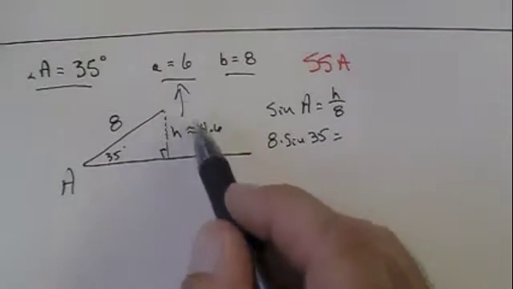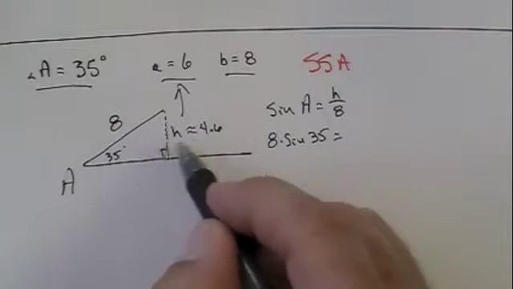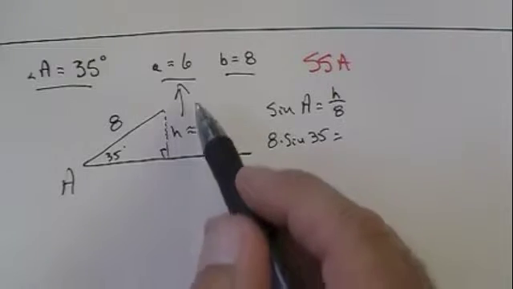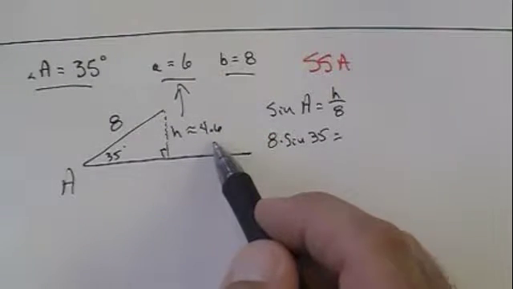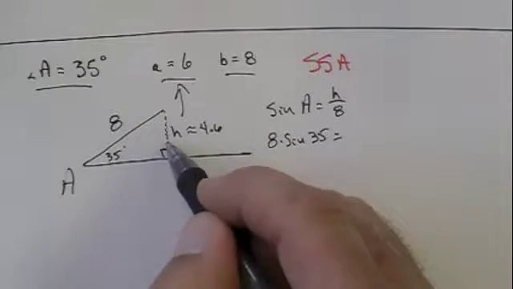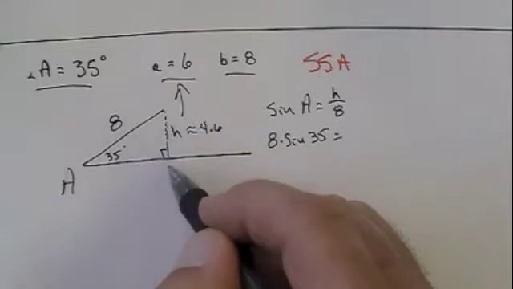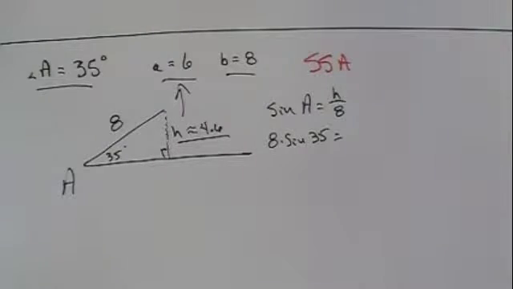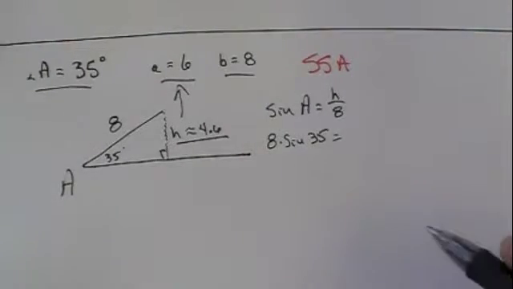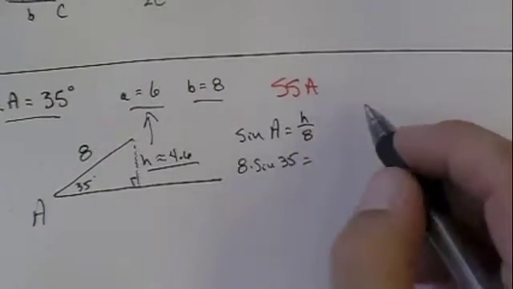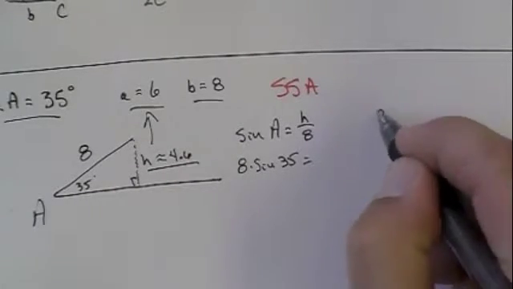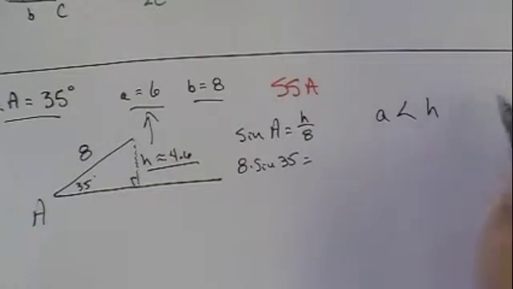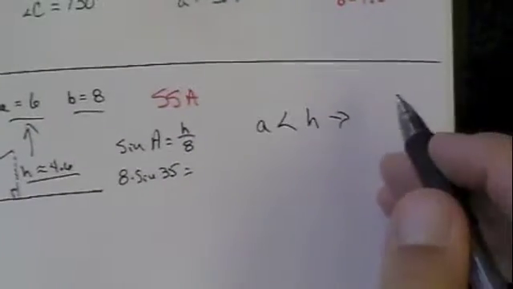If it were shorter than that, then this leg would just swing there and never intersect this side. So imagine if this a value was only 3. Then what you would end up with is a segment that is 3 units long that would never intersect this side, because the shortest it can be is 4.6 units. So that's our first scenario: if side A is less than h, then that means there's no triangle.